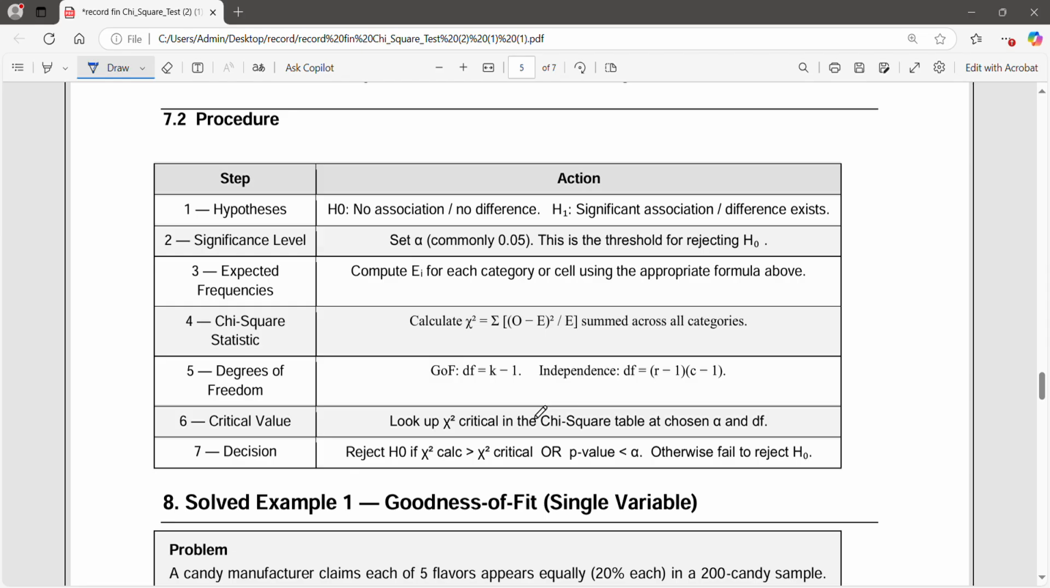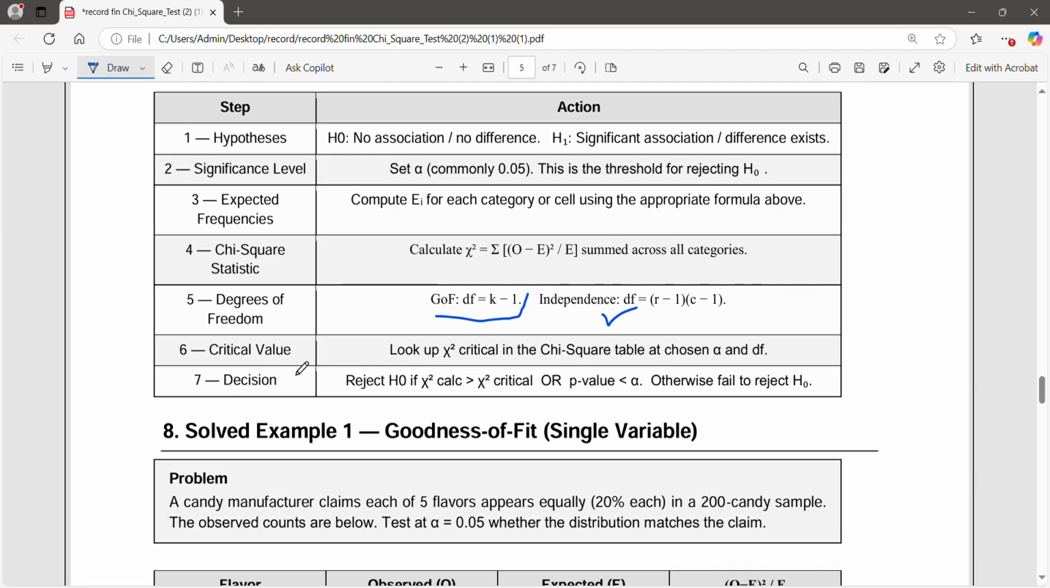And the fourth step is the chi-square statistic, computed using the observed value and expected value, because the observed value is already given in the question. Then the degree of freedom is used to find the independence of the categories. It may be n minus 1, or (row minus 1) times (column minus 1). If it is n minus 1 or k minus 1, it is a single variable. If there are two variables, we apply the formula (r minus 1) times (c minus 1).